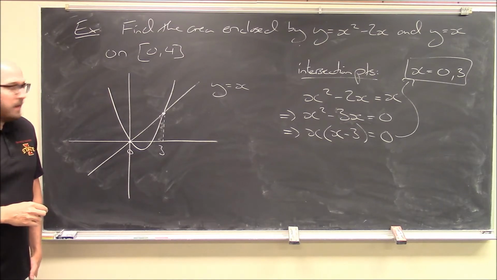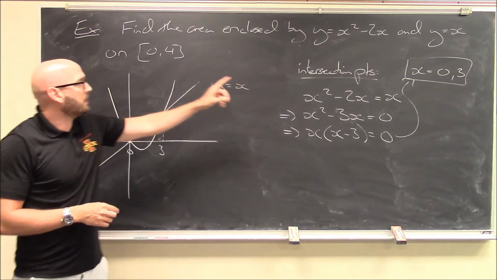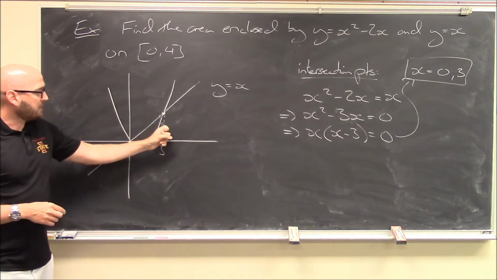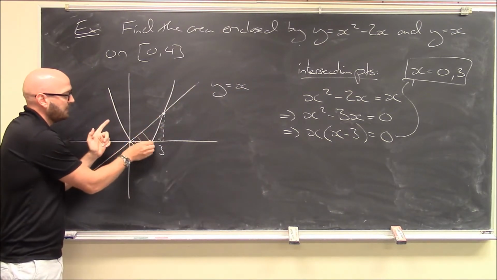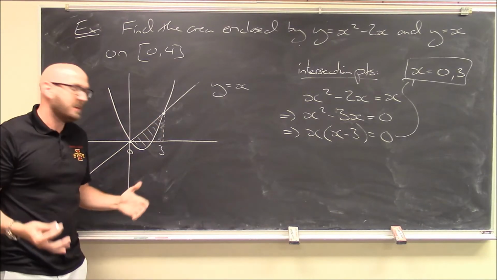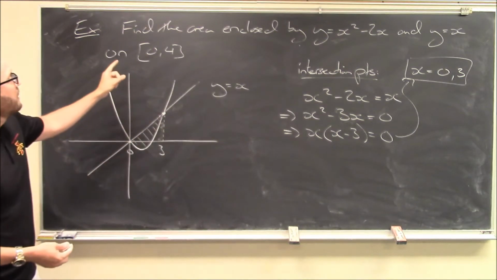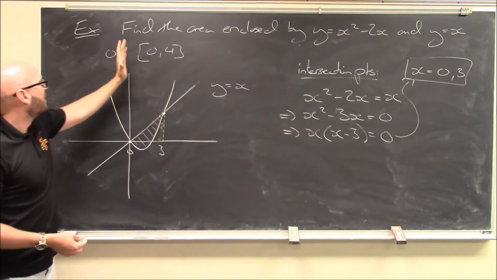So what's the region we're looking for? Well, we want the area enclosed by these two curves, but we don't want it from 0 to 3. You might be thinking, I want to find this area here. That's normal. If I just said find the area between the two curves, that's what we'd be looking for, 0 to 3. But this actually says find the area enclosed by these two curves on 0 to 4.